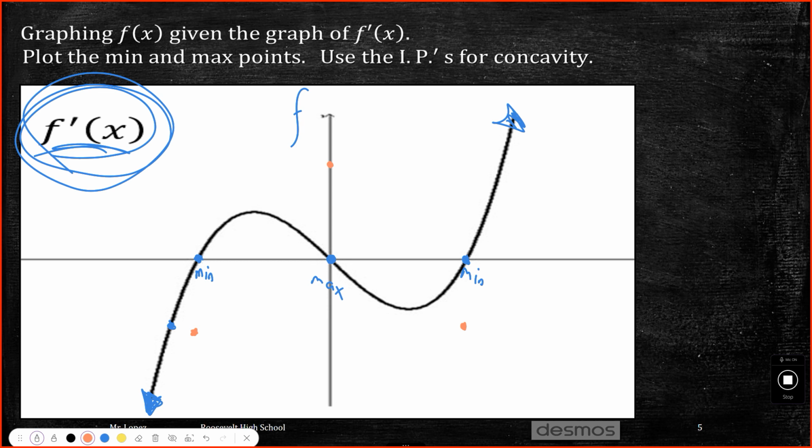And it says use the inflection points for concavity. Where was the inflection point? You identified it already, isn't this an inflection point? And this is an inflection point? And then just kind of connect the dots, I guess, all the way to there and there and there. Connect the dots.